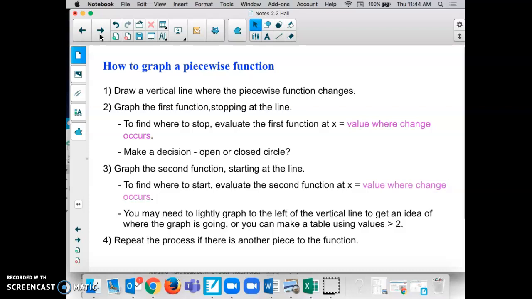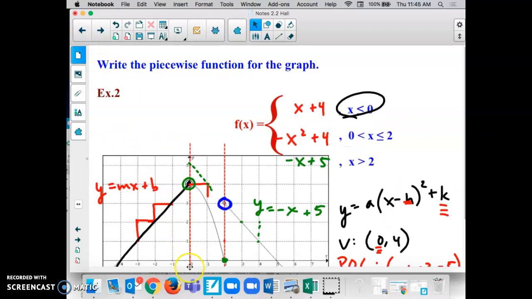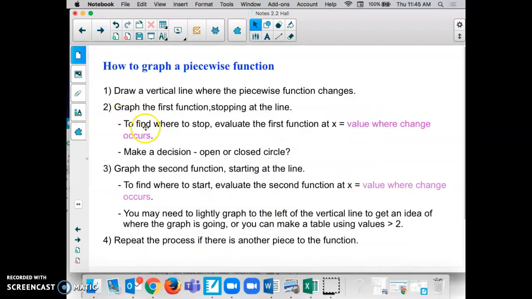Number 2, graph the first function stopping at that line. All right, to find where to stop, evaluate the first function at x equals the value where the change occurs. You don't have to actually do that, but if you just know where it's supposed to stop, then do that. But what number 2 is saying, x equals the value where the change occurs. Well, on this one, the value changes at 0. So to find where to stop, evaluate the function at x where the value is supposed to change, 0.